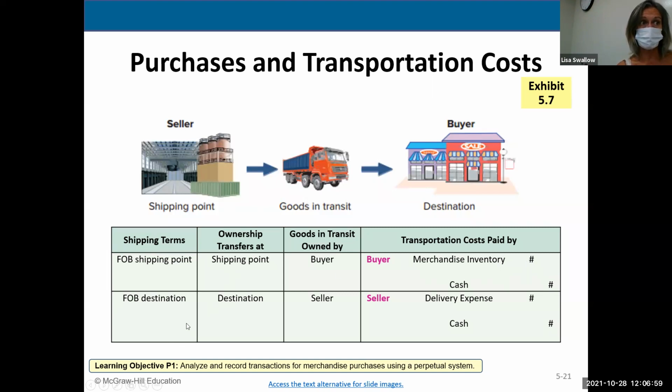If now I've got the inventory, I'm selling it to Best Buy free on board destination, all of a sudden now I've got to pay for it. Freight expense, delivery expense, I don't care what you call it. It goes on your P&L. It's just an operating expense. Okay.